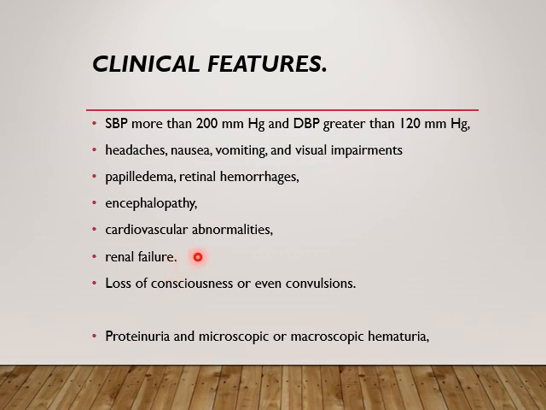Because of the renal failure or the severe deterioration in renal function, on urine examination there might be proteinuria along with microscopic or gross hematuria. Along with that, there is elevated serum creatinine level and even azotemia, that is increased blood urea nitrogen, as the kidney fails to excrete all these waste products due to the severe deterioration of renal function. Patients might even go into loss of consciousness or convulsions because of the elevated blood pressure.